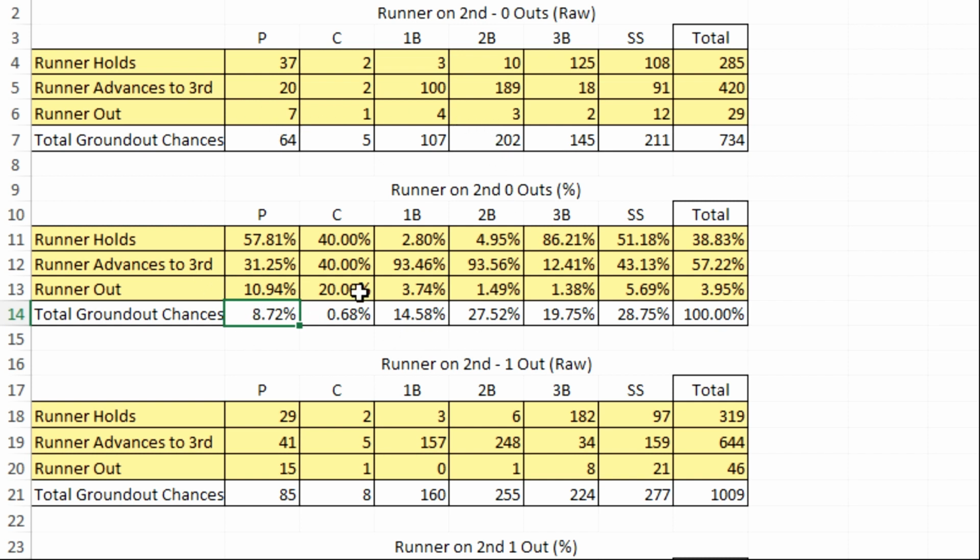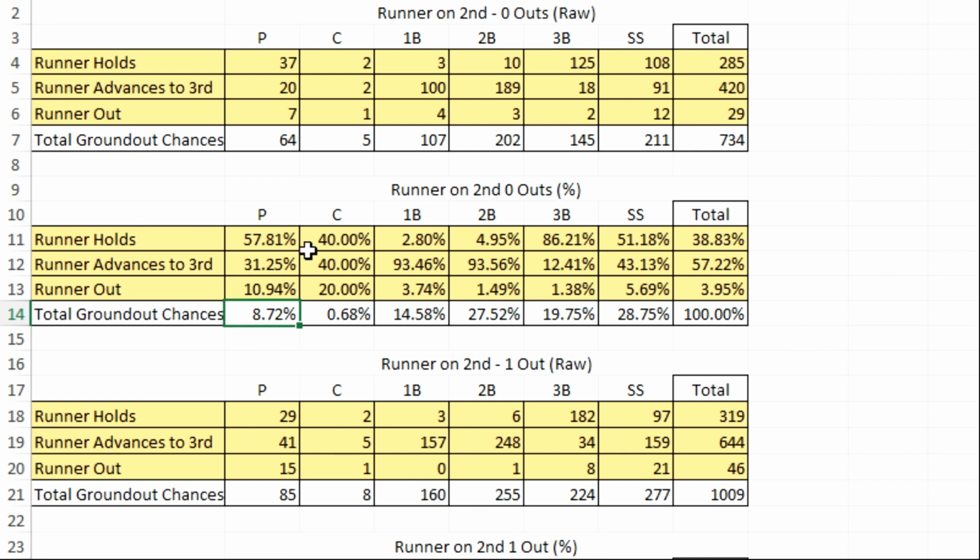And what we can see is that overall, over half the time, almost 60% of the time, the runner advanced to third on a ground out with no outs. Not quite 40% of the time they held, and less than 4% of the time they were thrown out. Of course, that varies by position, which is what we were really interested in, because conventional wisdom is that balls hit to the right, so first base and second base, the runner's advancing, and balls hit to the left, third base or short, they're not, generally.